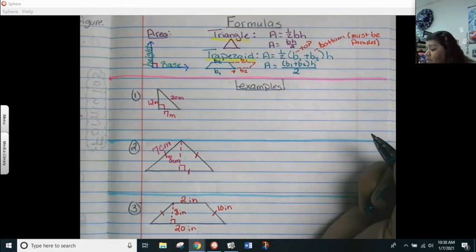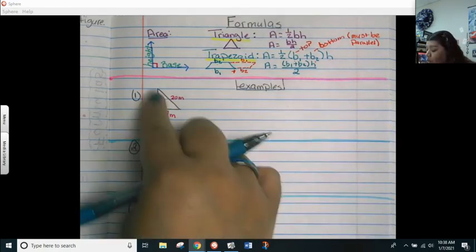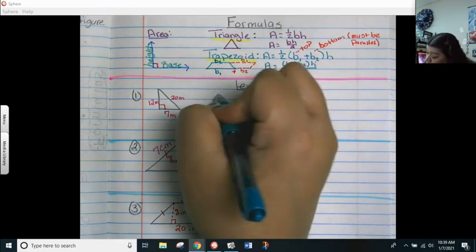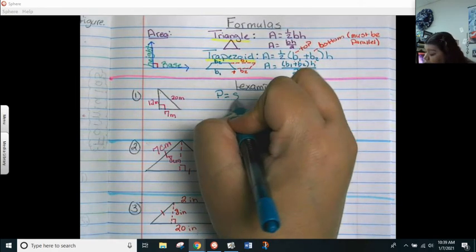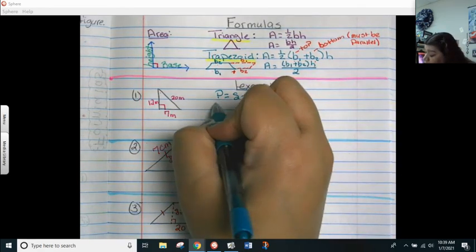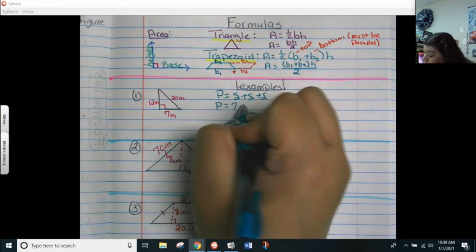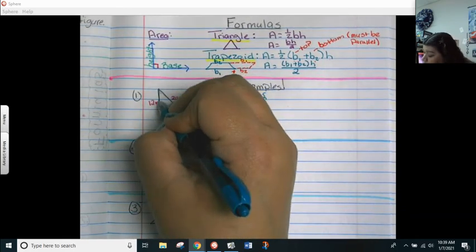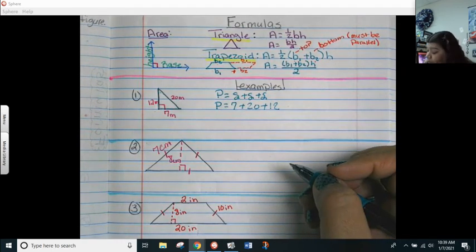All right, now to find the perimeter of all these shapes, it's the same thing as yesterday. You're adding the sides, okay? You're going around the triangle or around a trapezoid and adding them. So if I want to find the perimeter of this triangle, I have 1, 2, 3 sides. So you're going to add 3 sides, okay? And so take your pencil and let's go around. There's a 7, there's a 20, and there's a 12. It's a triangle, it has 3 sides. I should have 3 numbers only, okay?